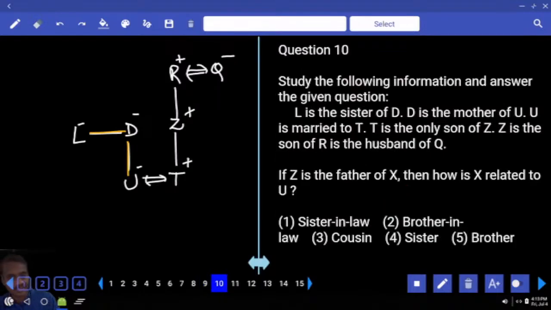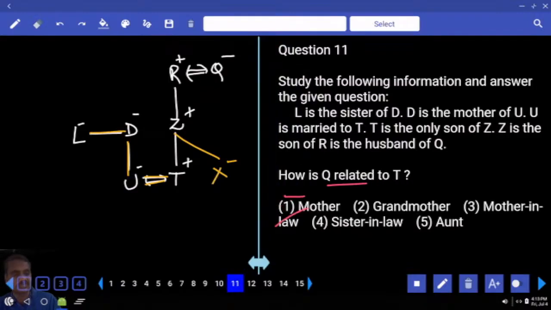Then the 10th one. If Z is the father of X, as of now Z is the father of T, and Z is the father of X as well. Then how is X related to U? What is the gender of X? T is the only son, so X must be the daughter. X is a female. So X is U's husband's sister, that is, sister-in-law, choice 1.